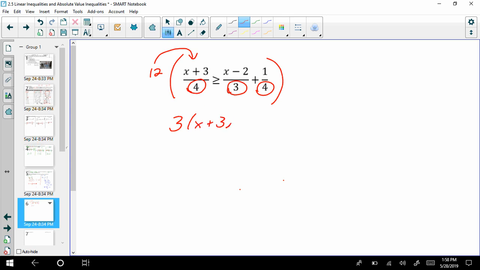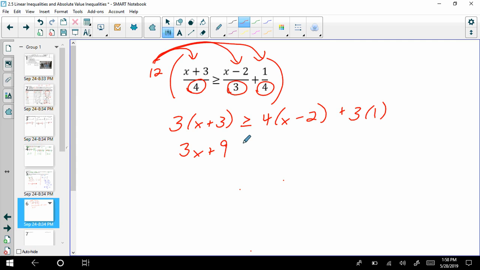But there's still the x plus 3. When I give 12 to the next one, 12 divided by 3 is 4, but there's still the x minus 2. And 12 divided by 4 for the last one is 3, but there's still the 1. Great, now the fractions are gone. So I get 3x plus 9, 4x minus 8, I'm distributing, plus 3. Combine like terms.